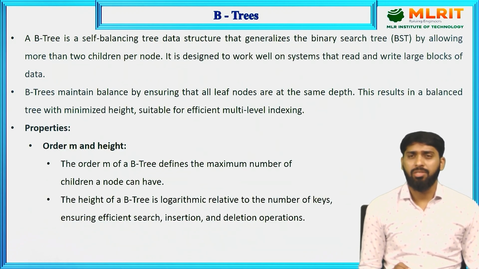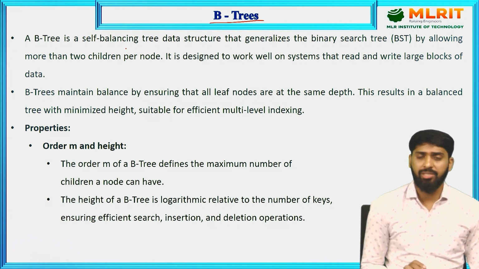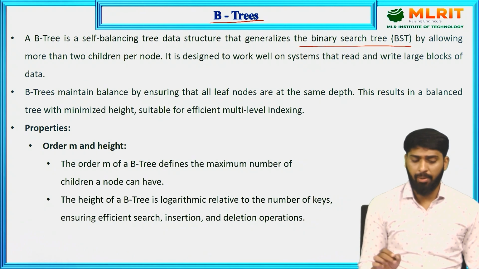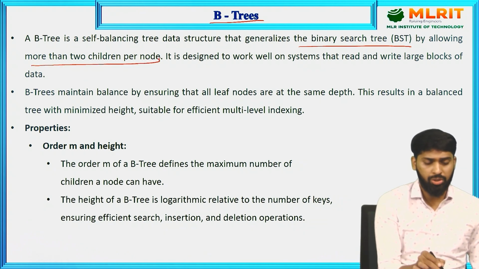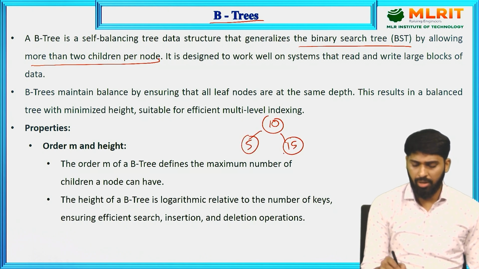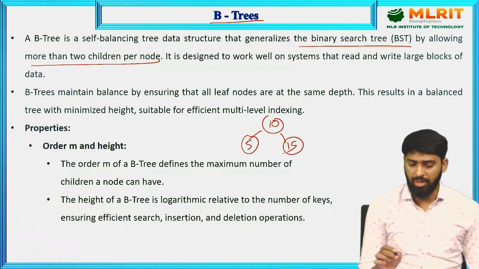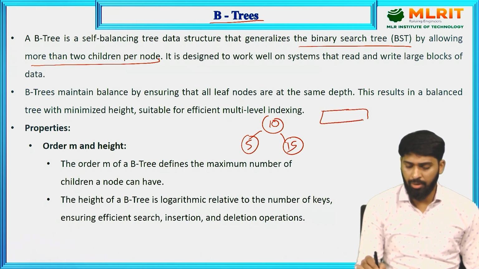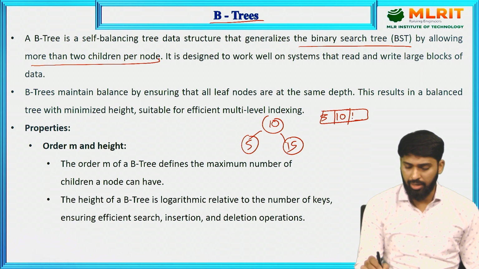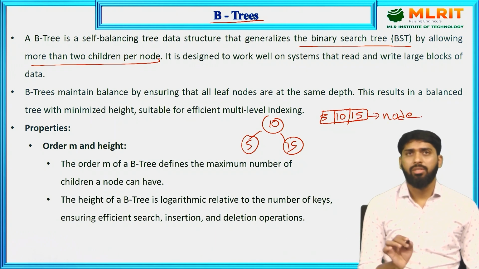So the next searching tree is the B tree. A B tree is a self-balancing tree data structure that generalizes the binary search tree by allowing more than 2 children per node. So this is the tree. Coming to the binary search tree, we can accommodate more than one value in a node. For example, 5, 10, 15, we insert in one node. So that is a B tree.